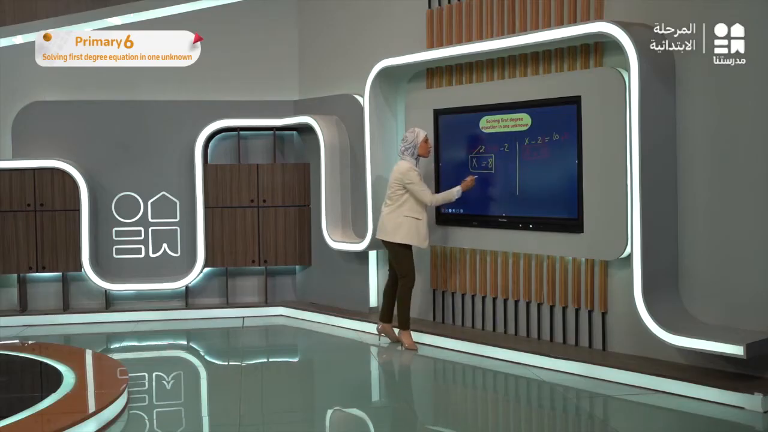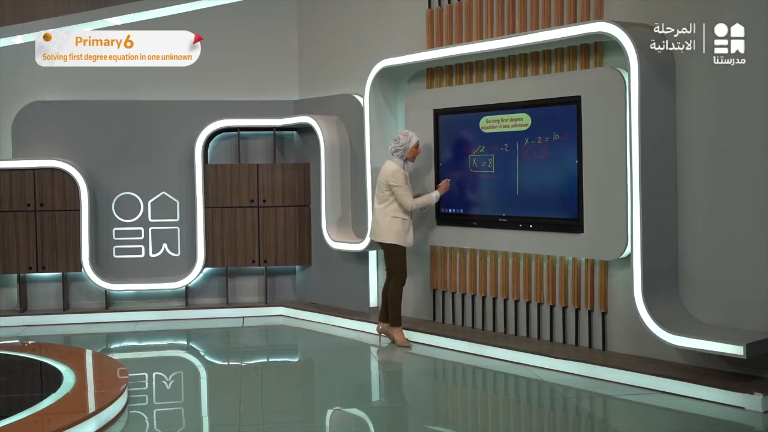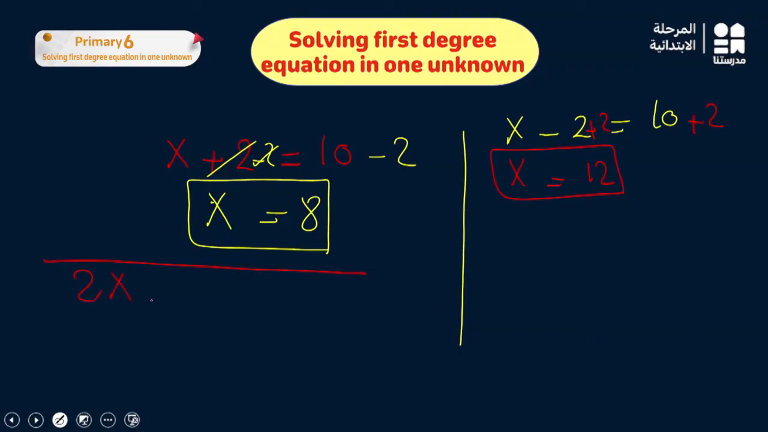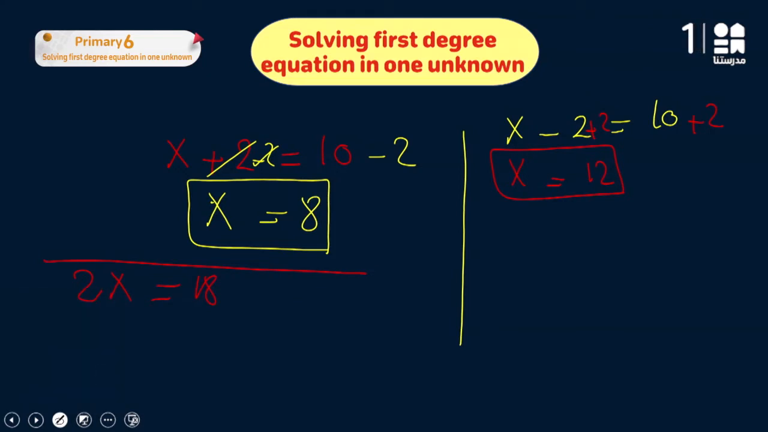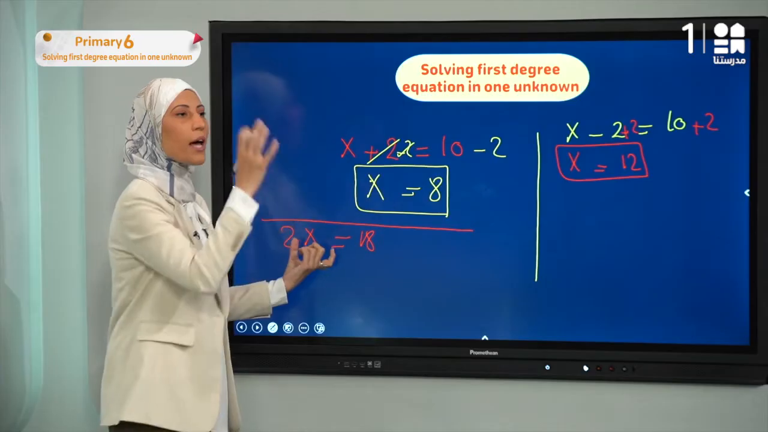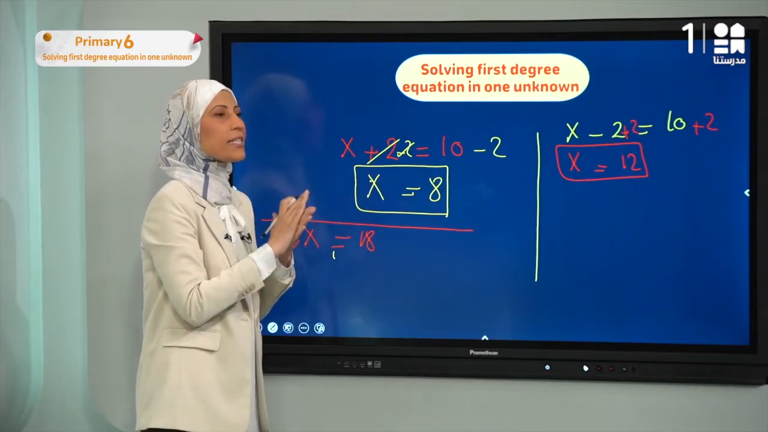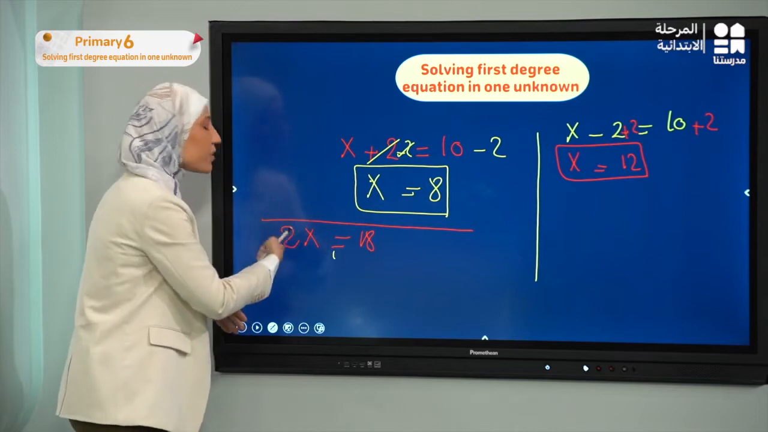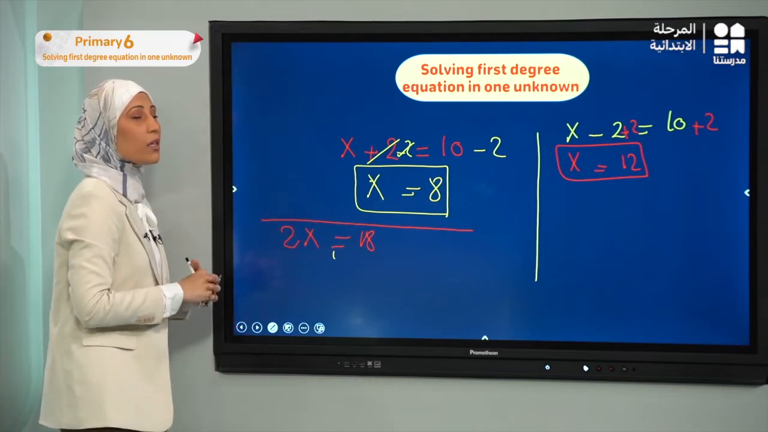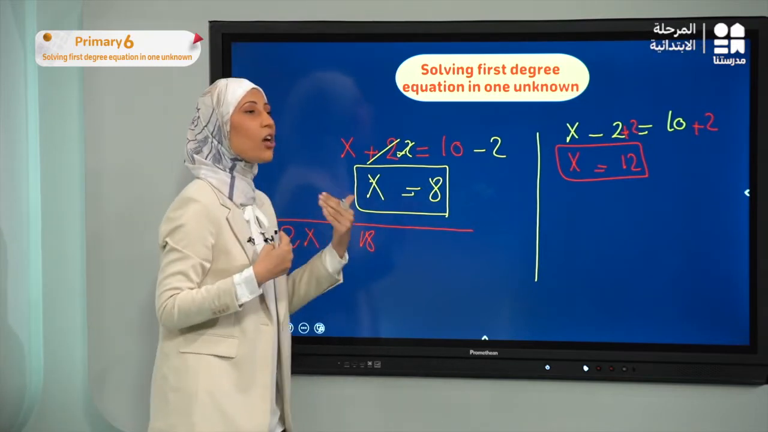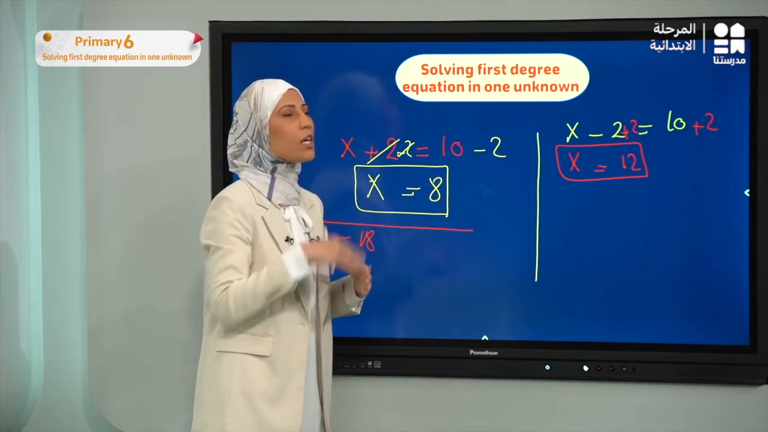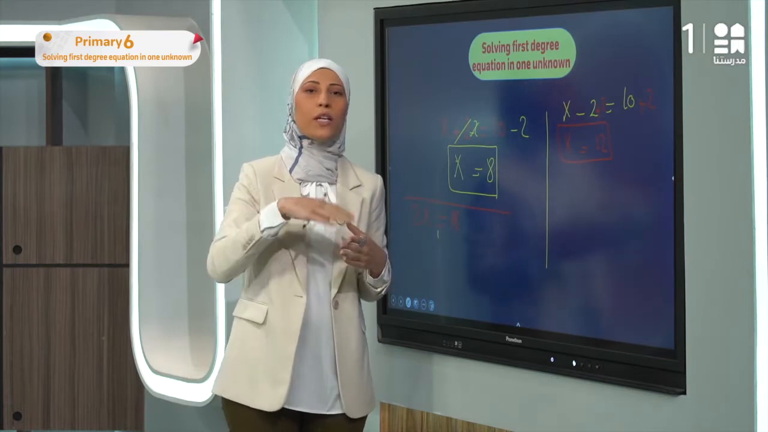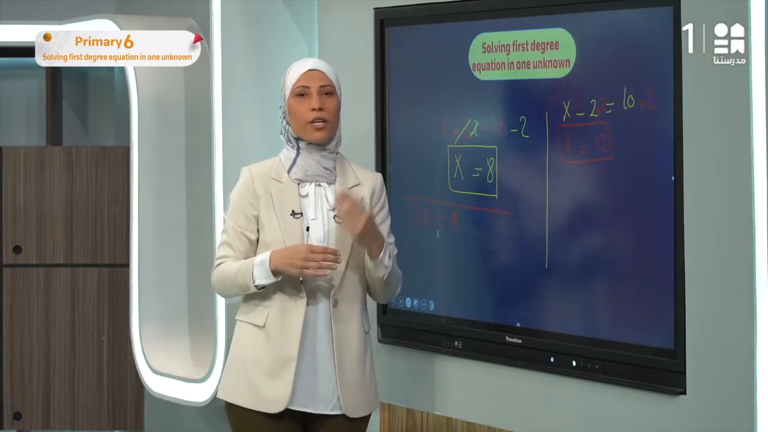And what about multiplication? If I have 2x equals 18, what am I supposed to do? I want the x to become alone. So I need to make the 2 disappear. We already learned that any number divided by itself gives me what? It gives me 1. 2 divided by 2 is 1. 3 divided by 3 equals 1.